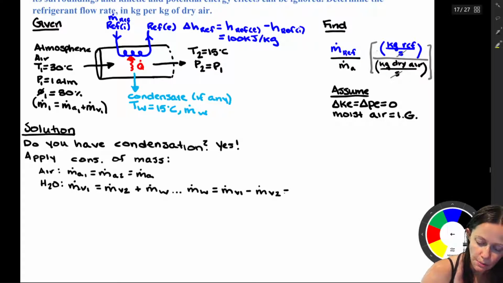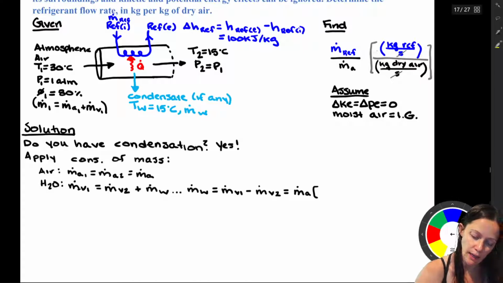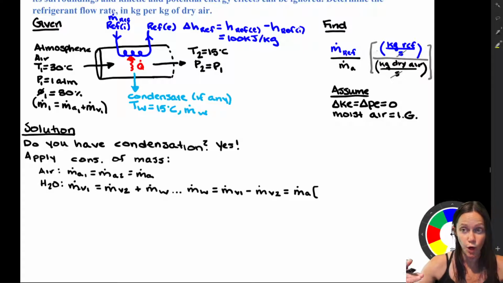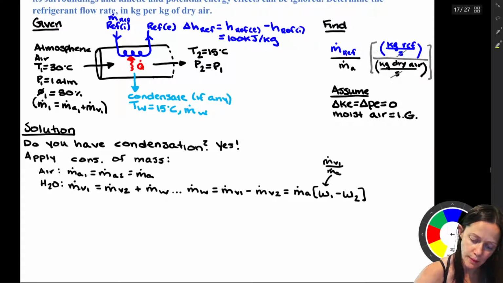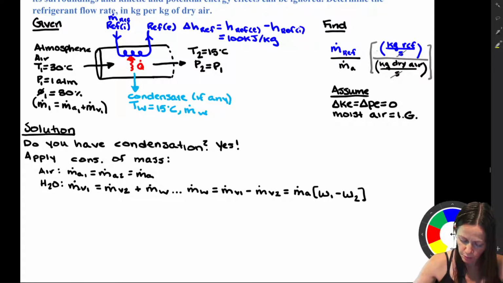And we've shown this a couple of times, that I can isolate m dot A on the outside, and I'd have to multiply m dot A times m dot V1 over m dot A in order to get what I need. And this would be the specific humidity at state 1. This guy would be the specific humidity at state 2, right? And once again, that's because this would be m dot V1 over m dot A. I'm going to erase that. There we go. All right, so I've applied my conservation of mass.